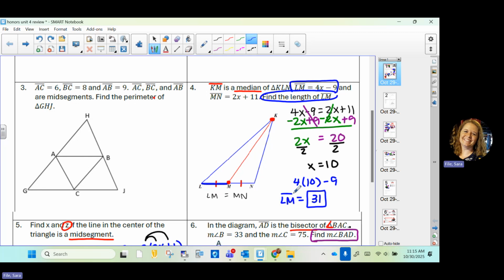Now, I could also plug that x into the other expression just to confirm. 10 times 2 would be 20, plus 11. That's 31. Was it supposed to come out the same? It was. So that confirms that we found x correctly. That's indeed 31. If they asked for LN, you would have to double it. That'd be 62. So pay attention and read carefully what is being asked.